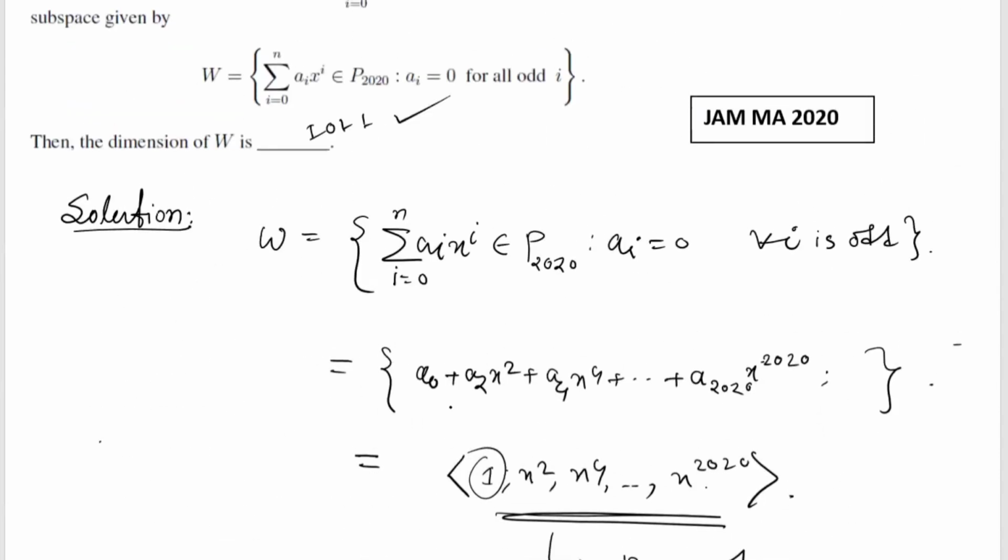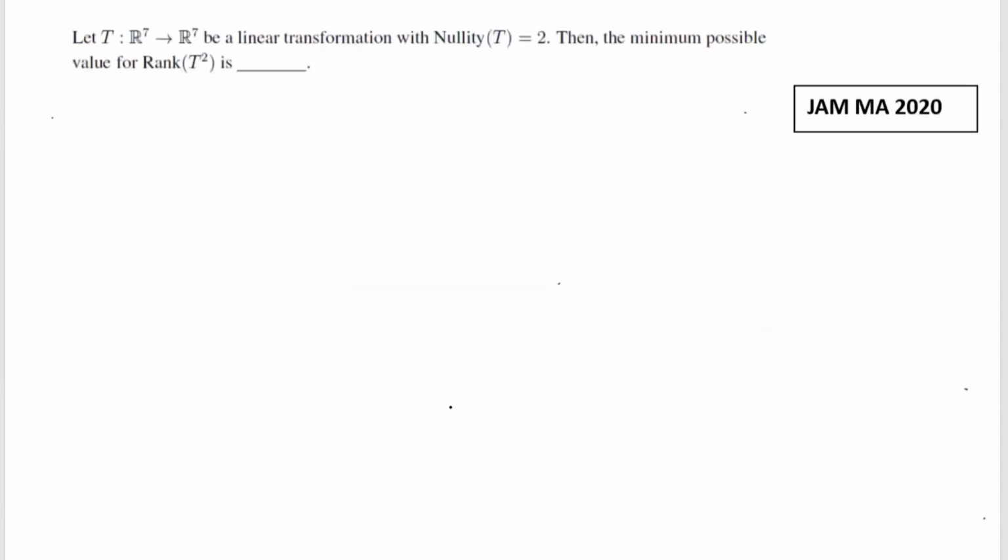So the answer of the question is 1011. Now the next question says that T is a linear transformation from R^7 to R^7 and the nullity of T equals 2. Then find the minimum possible value of the rank of T squared. Now, solution.